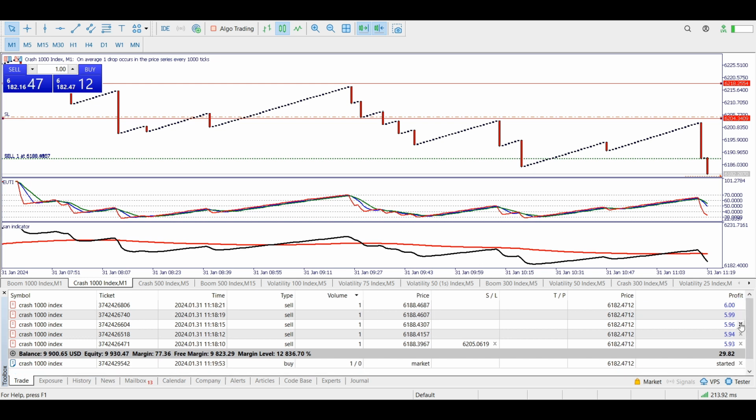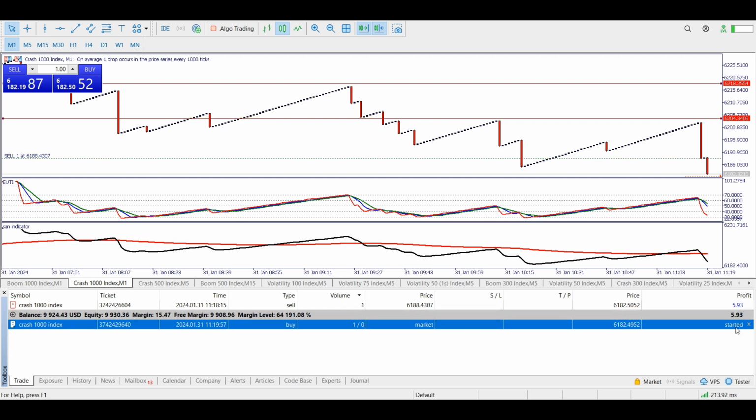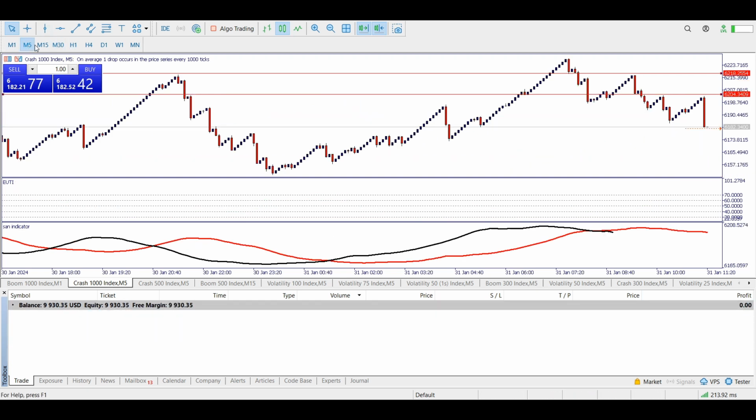So we took our trade on the crossover, and we put our stop loss there, and it paid us. So we can just close them, because remember, this is a scalping strategy, so we're scalping. So we take that money.